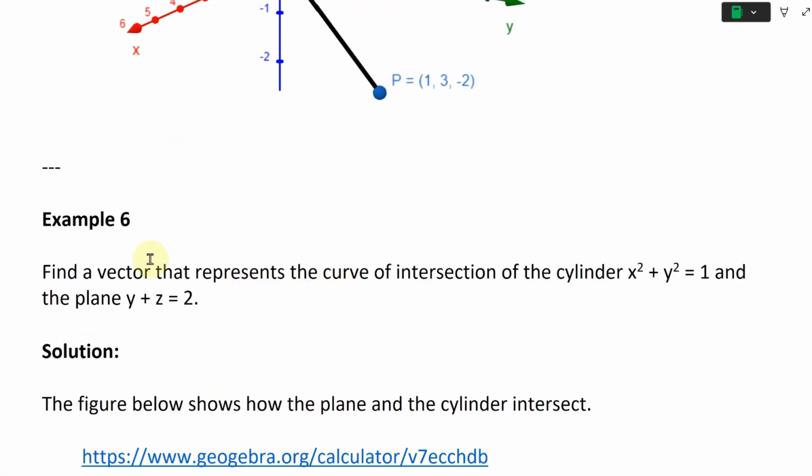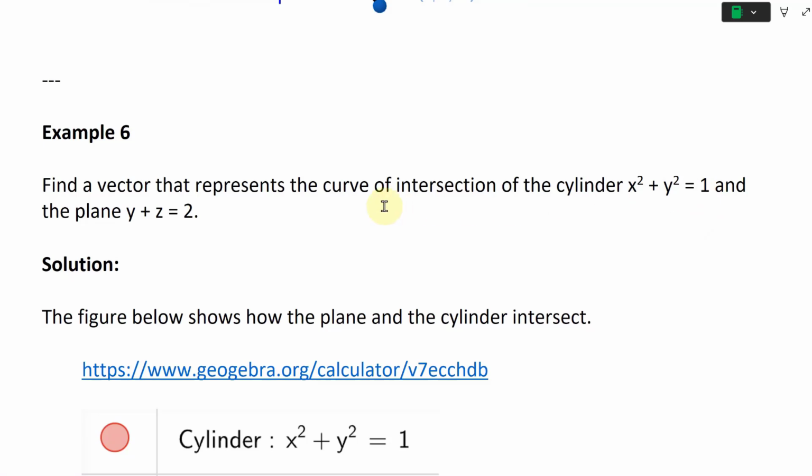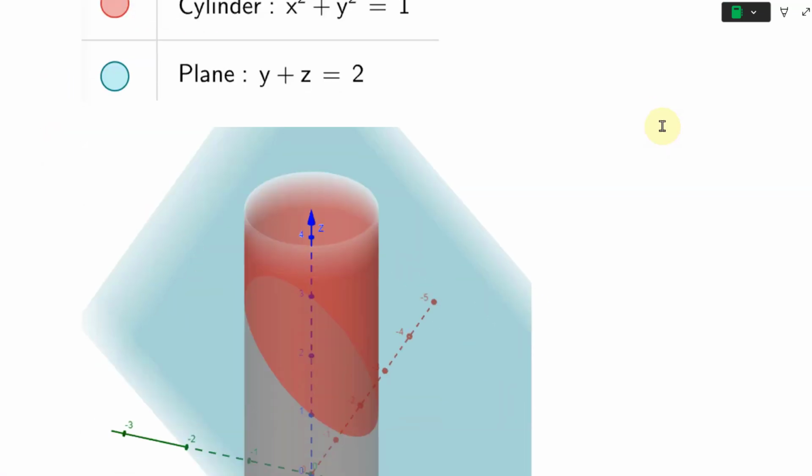Example 6 states: find a vector that represents the curve of intersection of the cylinder x squared plus y squared equals 1 and the plane y plus z equals 2. So this is a line, there's no square. This one is just a circle, and then the z is just infinite, just up and down. And basically you get a cylinder.